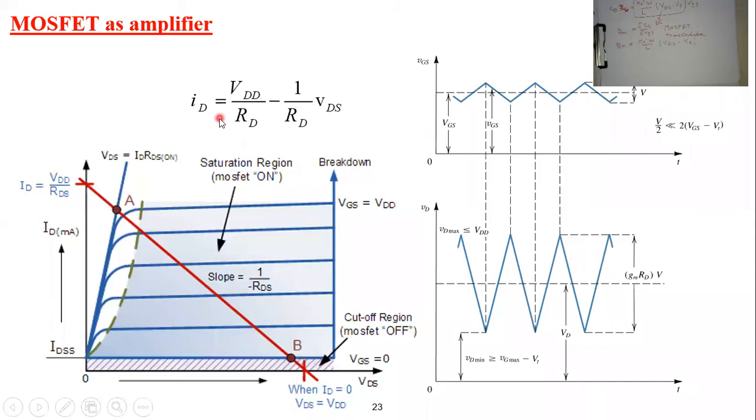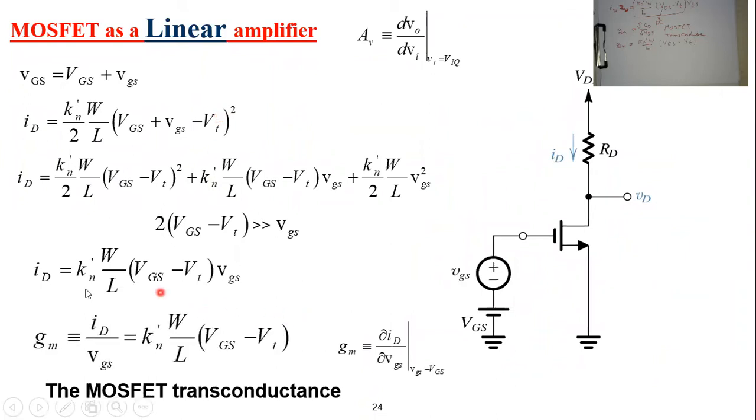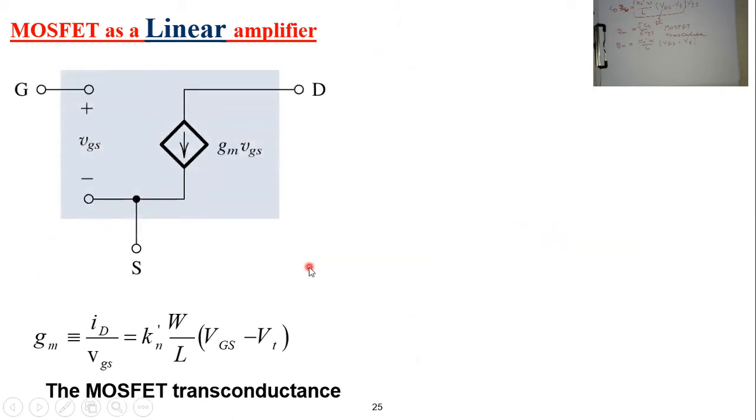Okay, so this is the output. This is the transconductance, linking the voltage here with the current. Accordingly, we can use this equation to model our MOSFET in the saturation region as a voltage dependent current source. We already reached this conclusion before, if you remember.